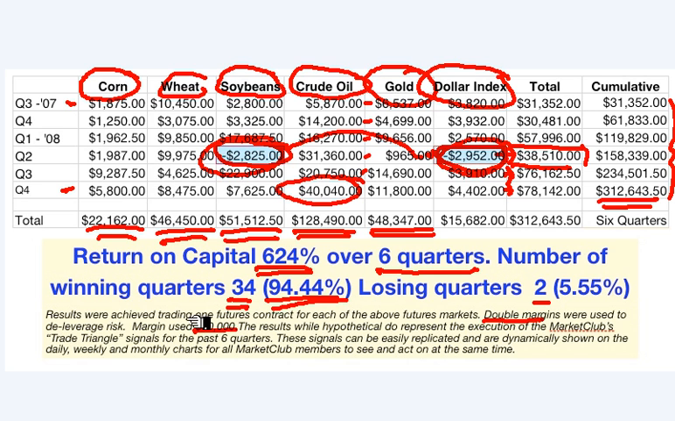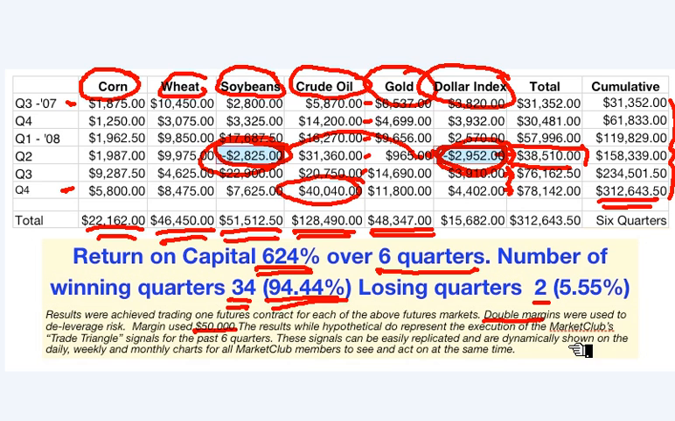That's the amount of margin you use to trade this. And while these results are hypothetical, they do represent the execution of the MarketClub trade triangle signals in the past 6 quarters. These signals are easily replicated, and they're shown dynamically on the daily, weekly, and monthly charts for MarketClub members to see and act on at the same time.